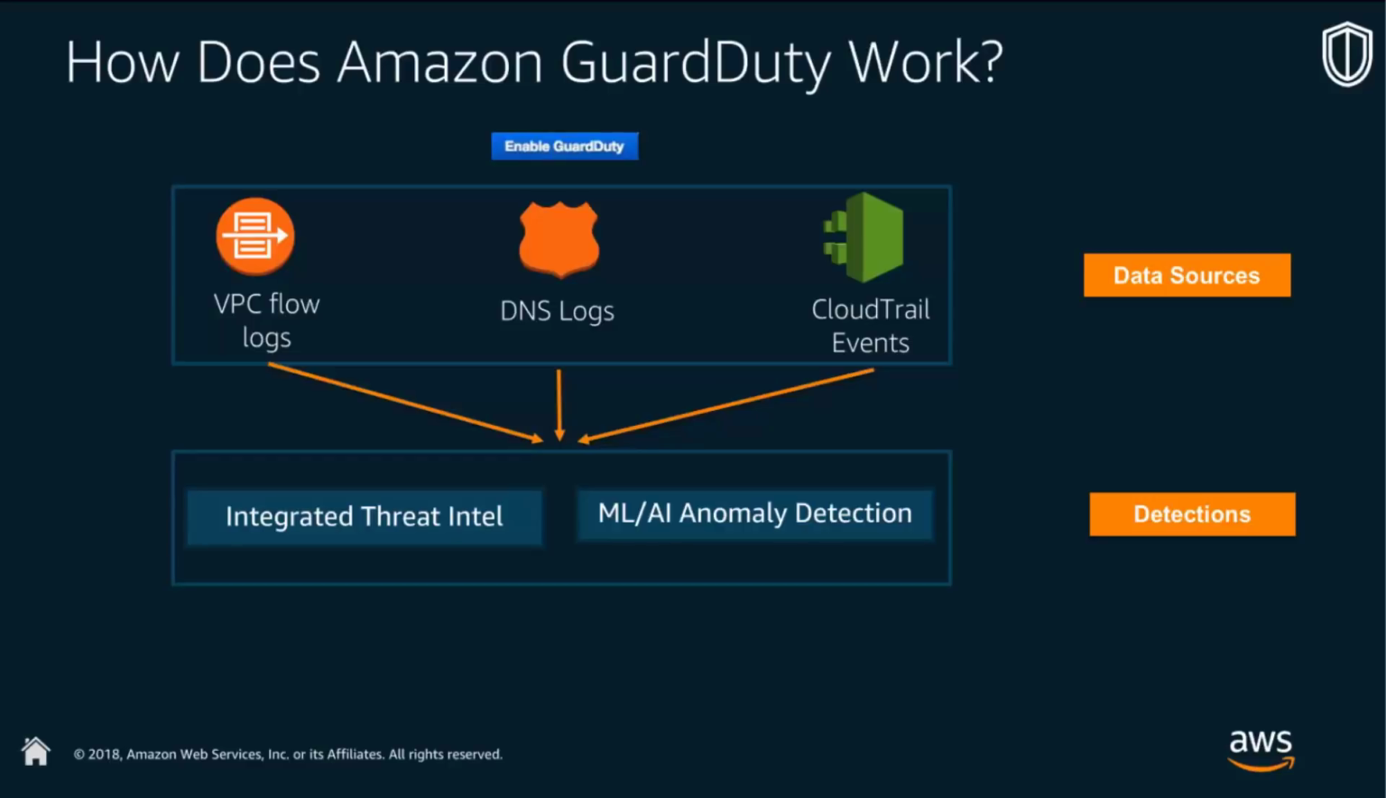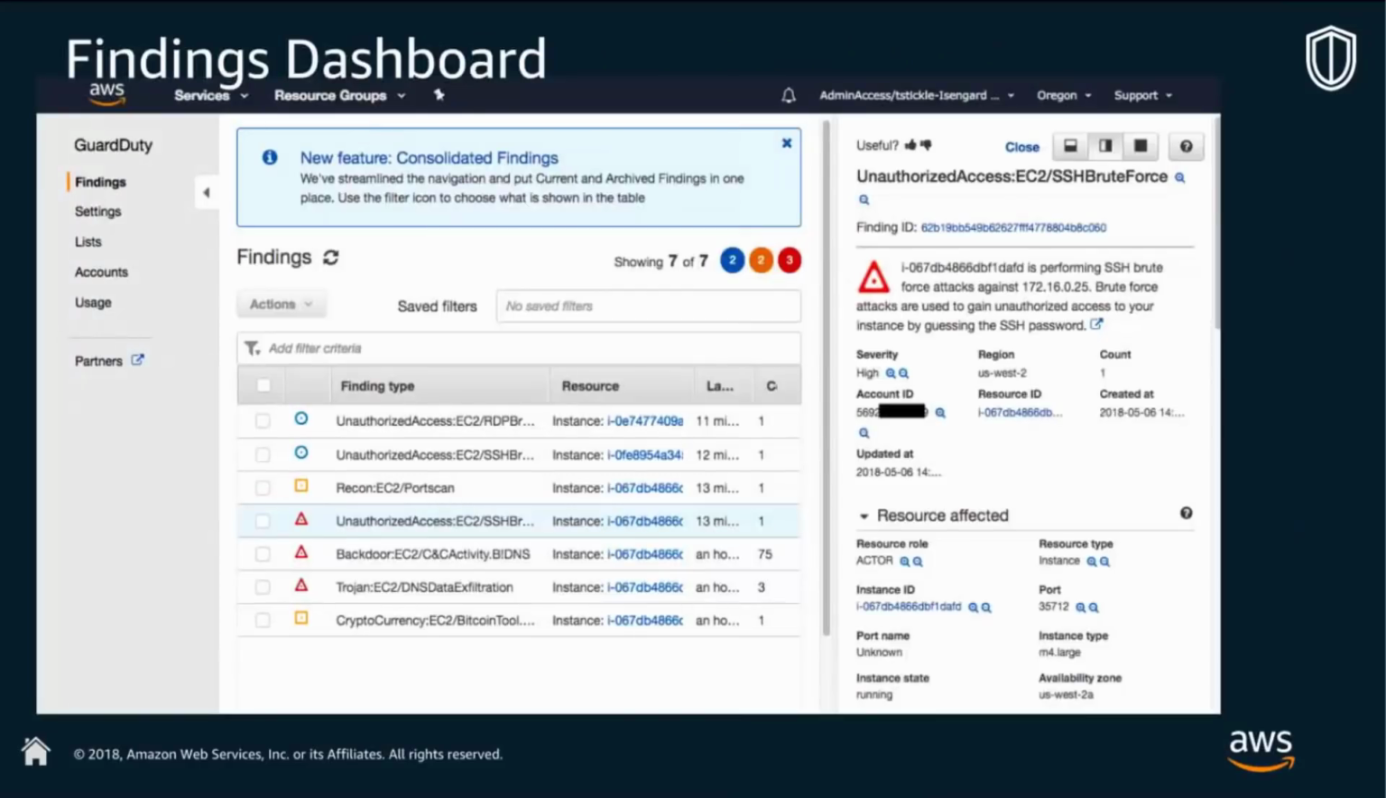But GuardDuty will also use AI and machine learning techniques to baseline the behavior in your AWS account. And it will then look for any instances of behavior that break that baseline and issue an alert for that. Once GuardDuty has detected an anomalous behavior, it will issue what we call a GuardDuty finding. And we'll jump into a lot more detail here to describe what the finding looks like.